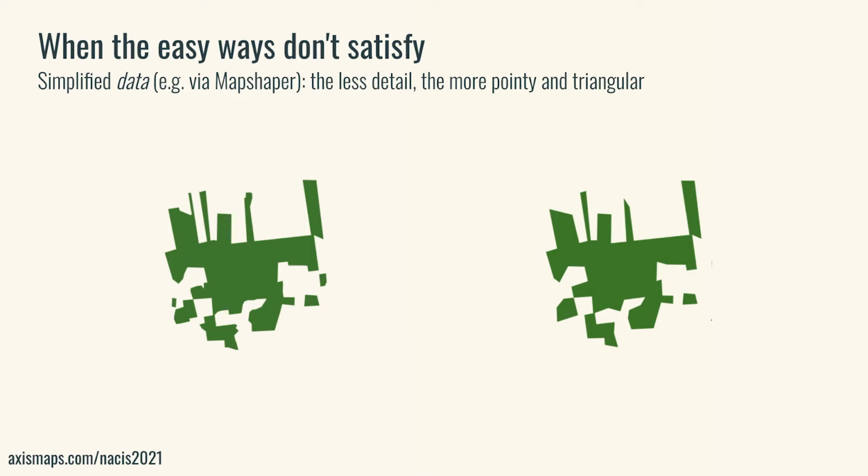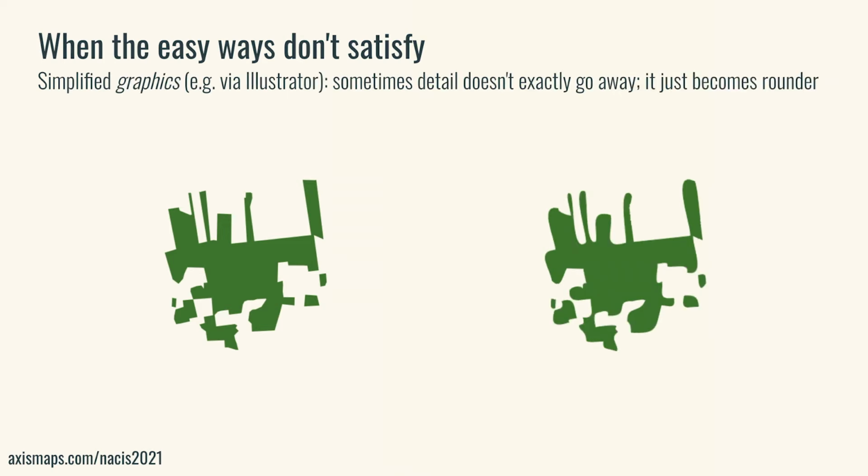The problem was that I could only remember two easy ways to generalize or simplify polygons. First is the simplify algorithms that you'd find in MapShaper, which, by the way, should always be the first stop, or in GIS, which tend to reduce detail for sure, but can make things kind of sharp and pointy. And second is the simplify path command in Adobe Illustrator, which makes things nice and rounded, but doesn't always generalize the shape as a whole very well.